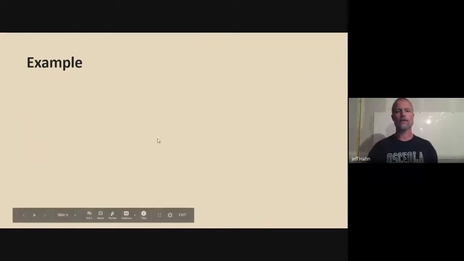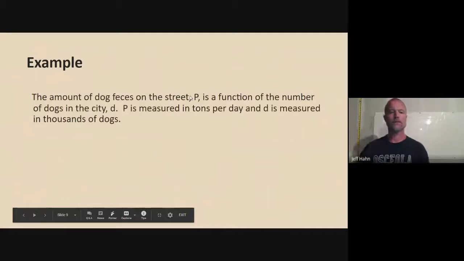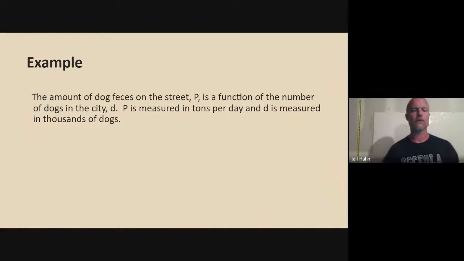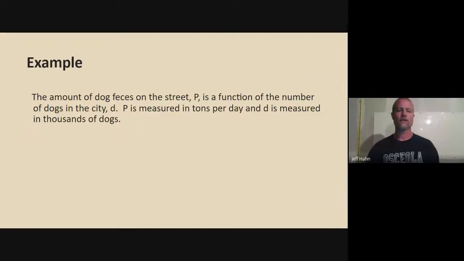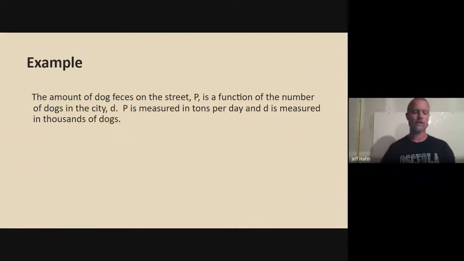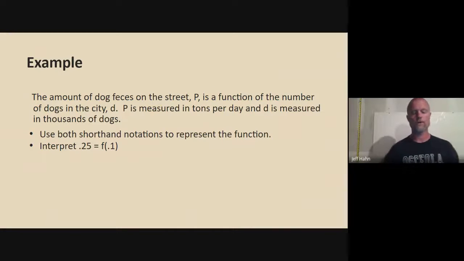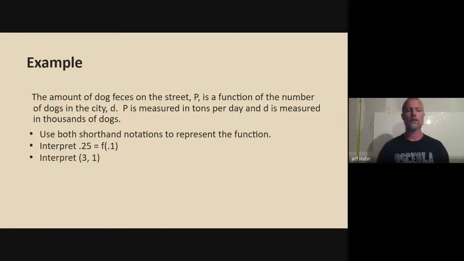All right, so now let's look at the example here. The amount of dog feces on the street, P, is a function of the number of dogs in a city, D. P is measured in tons per day, and D is measured in thousands of dogs. So that's kind of important. D is measured in thousands of dogs. So when D is equal to 1, we're talking about 1,000 dogs. It says use both shorthand notations to represent the function. It says interpret 0.25 equals F of 0.1. We're going to interpret 3 comma 1. So those are those "when" statements.